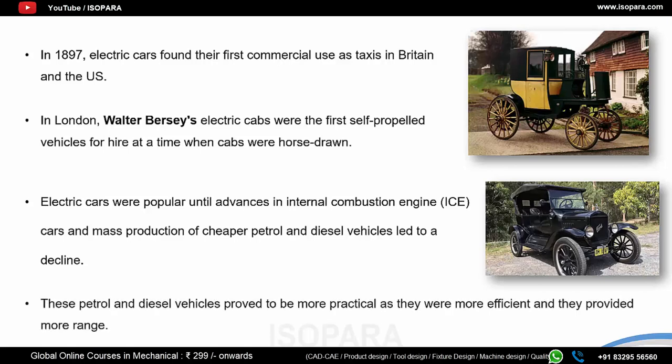Then again, with the development of the IC engine and cheap and highly available petrol and diesel, conventional internal combustion engine vehicles proved to be more practical as they were cheaper to maintain and hence more cost effective. And also, IC engine cars were fast, reducing the traveling time and providing more range. With all this, the use of electric cars was limited to the areas where their short range was not a concern, like milk delivery trucks and forklifts in factories. Okay.